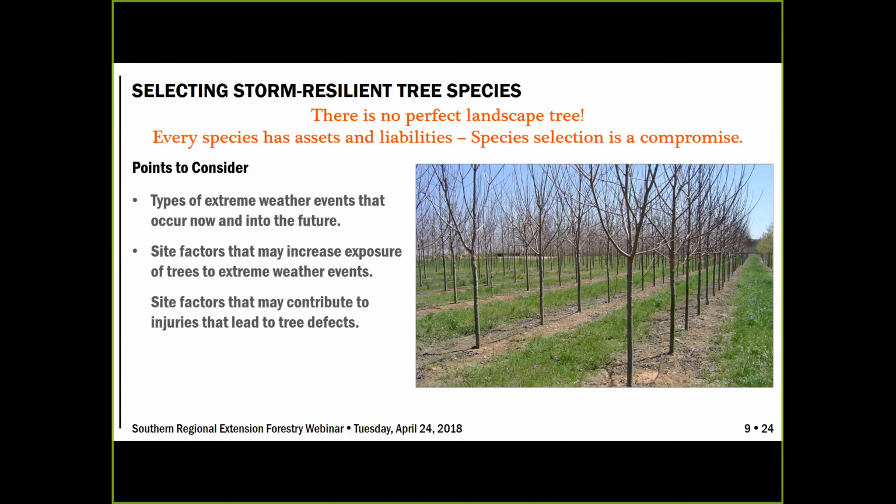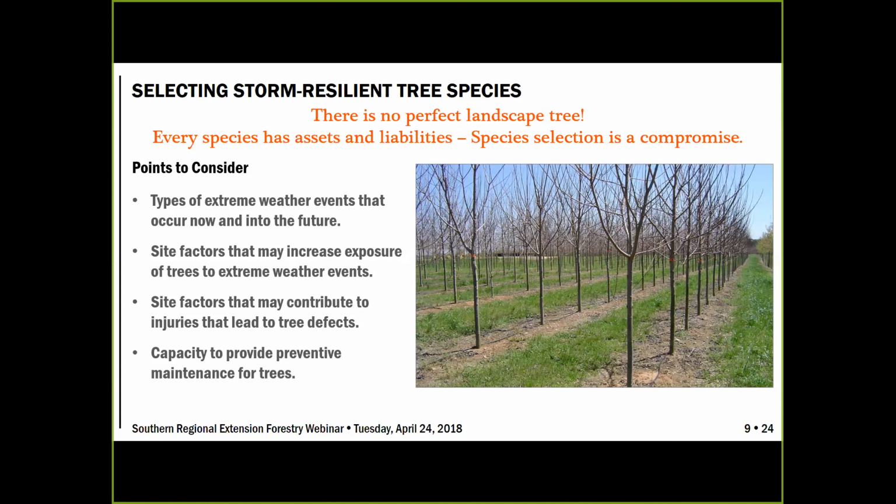Another point to consider are site factors that might contribute to injuries that lead to tree defects. This might be situations where you have trees located adjacent to sidewalks or building foundations or parking lots or underground utilities, where ongoing maintenance might be necessary to those hardscapes, and in the process might either damage the root systems of the tree or the lower trunk of the tree.